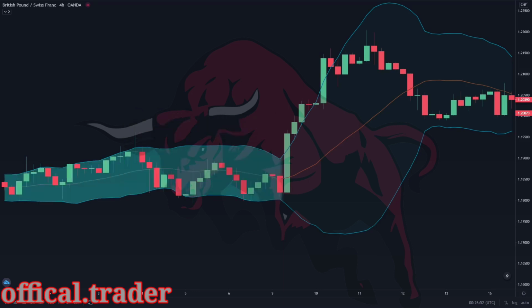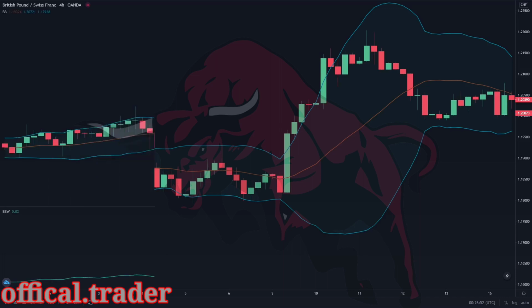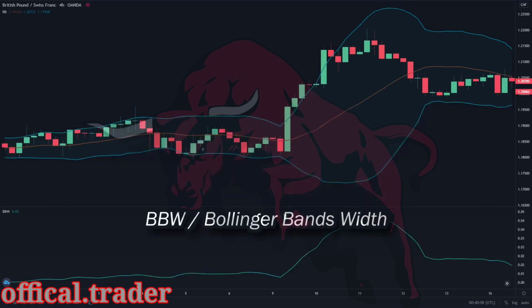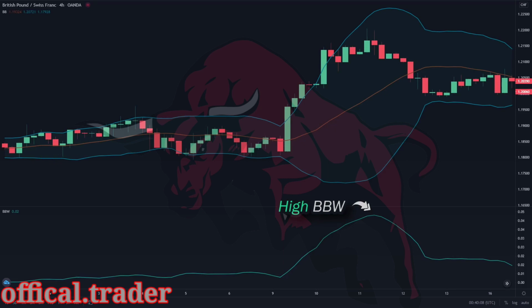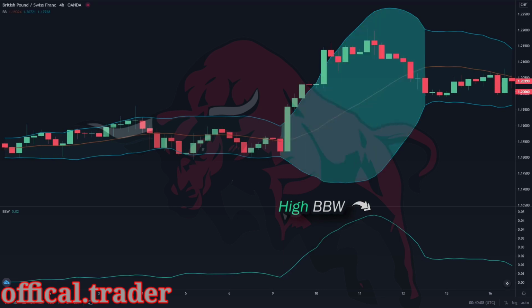Next, the two bands must be close to each other. I like to make my job easier by using an indicator called the BBW, also known as the Bollinger Bands Width. This indicator shows how far apart the bands are. If the BBW is low, it means that the gap between the two lines is close. And if it's high, it means that the gap is further apart. Note that the two indicators need to have the same settings for it to work.